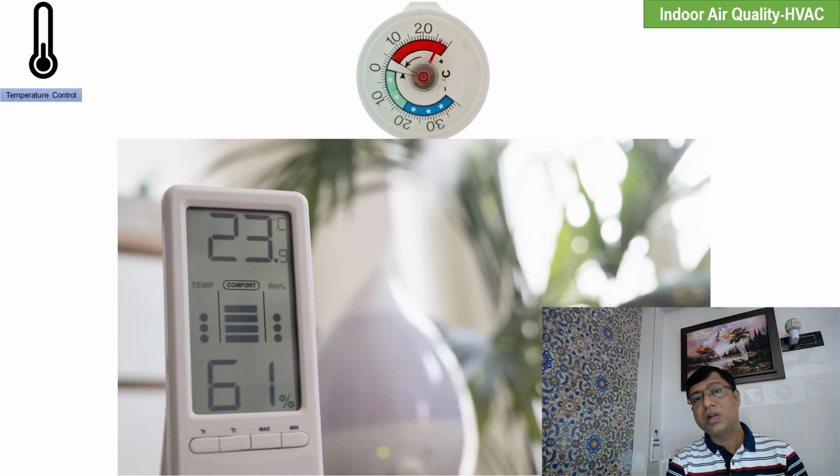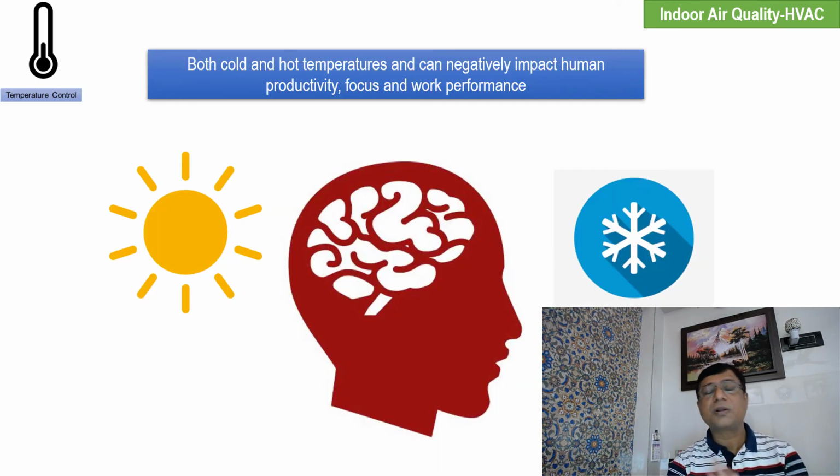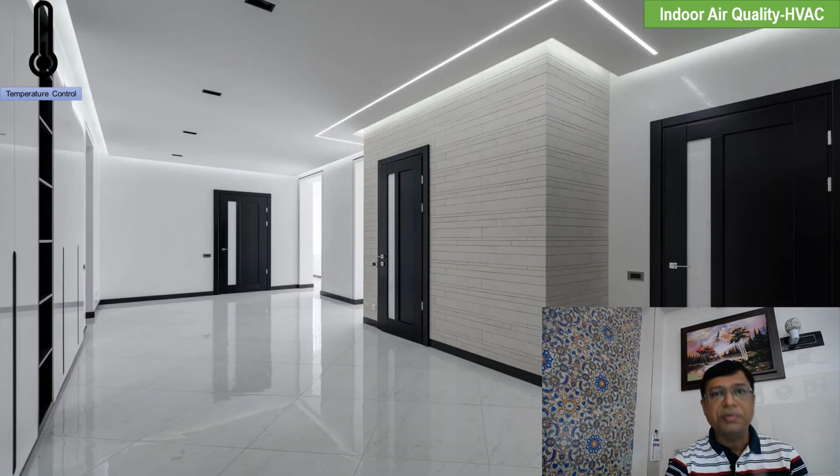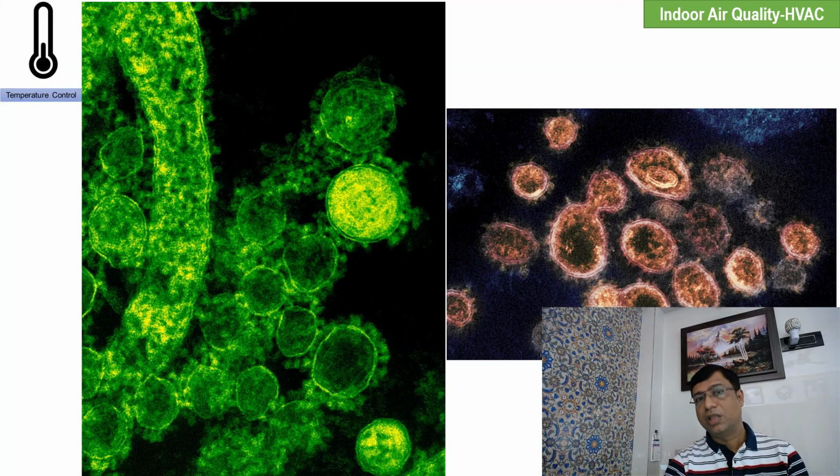The fourth important aspect is temperature. Now maintaining the right temperature is extremely important, because temperature, both hot and cold, will have a negative impact on our performance, on our productivity, and our concentration or focus. So hot and cold can have a different impact on our mind, and hence our productivity can be different. Temperature plays an important role in such areas. Otherwise, this can result in the formation of viruses, bacteria, and a lot of other things.